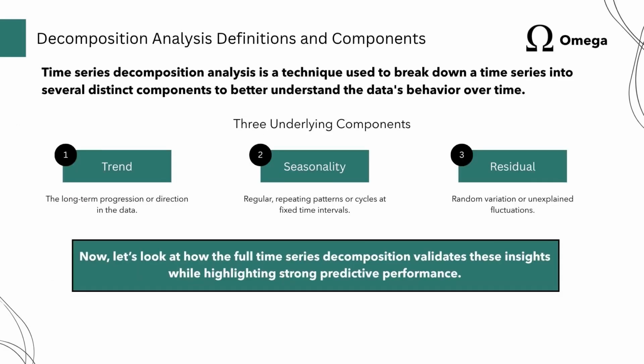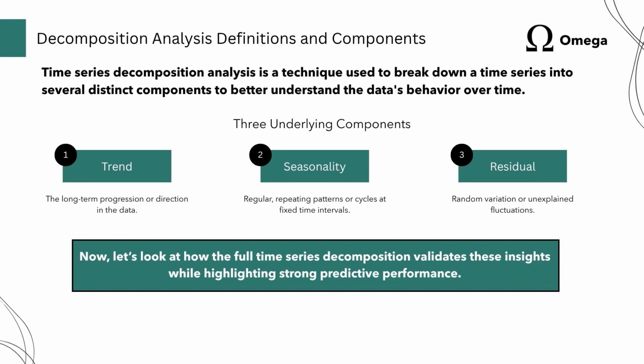For the next slide, I'm going to talk about the decomposition analysis, definitions, and components. So what is decomposition analysis? It's basically a technique used to break down a time series into several distinct components to better understand the data's behavior over time. There are three underlying components. The first one is trend, the long-term progression or direction in the data. The second one is seasonality, regular repeating patterns or cycles at fixed time intervals.